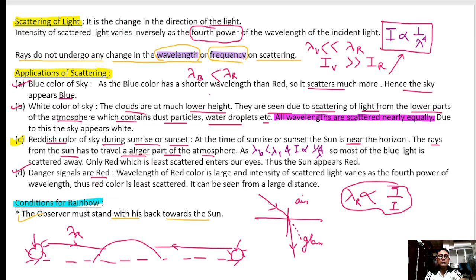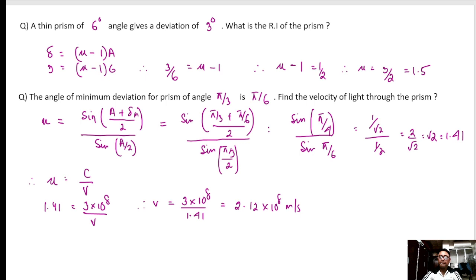So let us now move into the sums. First sum: a thin prism of 6-degree angle is given, that is the angle of the prism, and this is the deviation given. So this is the relation: delta equals (mu minus 1) A. Delta is given as 3 degrees, A is given as 6 degrees. We can find the refractive index of the prism. Clear?